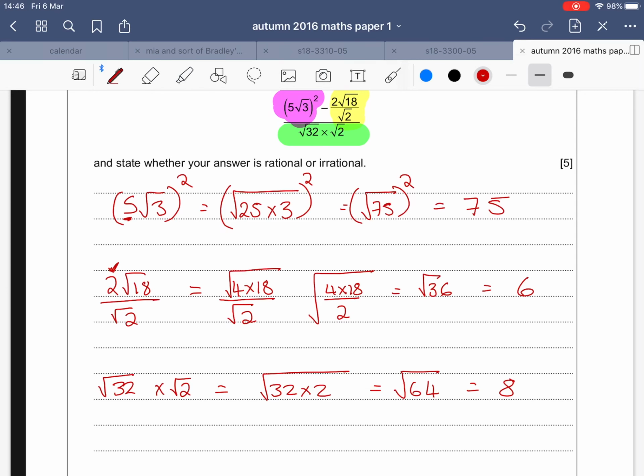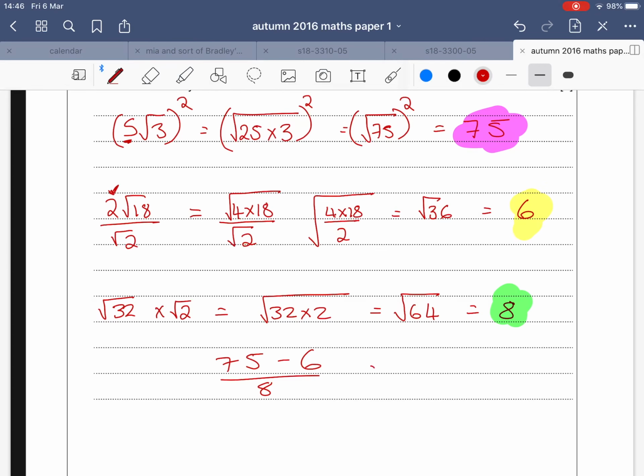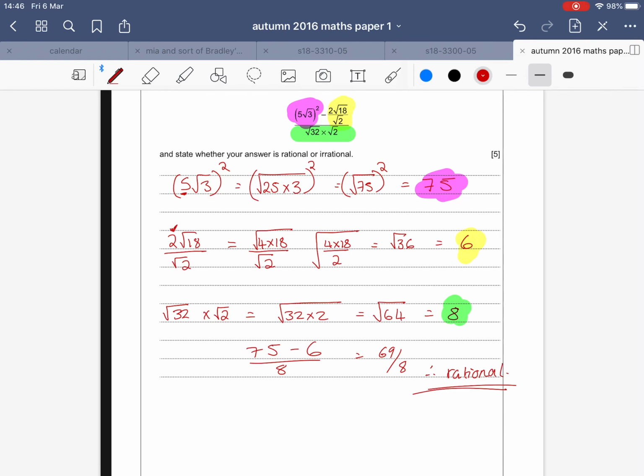So I've got 75 take away 6 over 8, because this one is 75, this one is 6, and this one is 8. It's definitely rational then, which is 69 over 8. Therefore, it's rational. It's rational because it doesn't have a surd on the bottom.